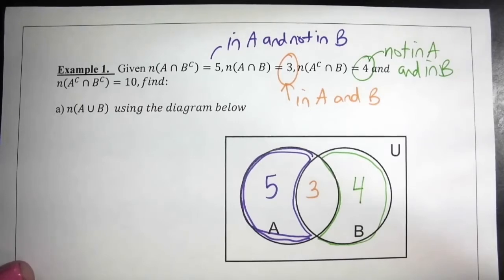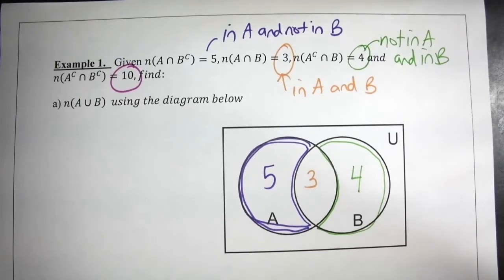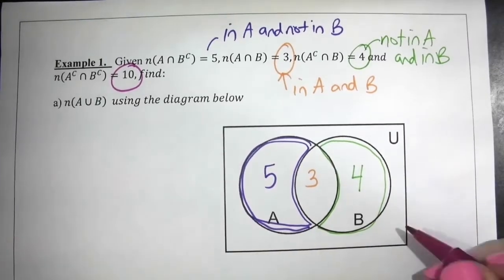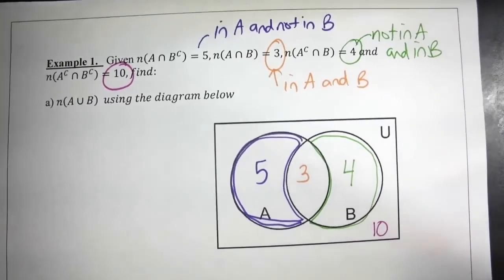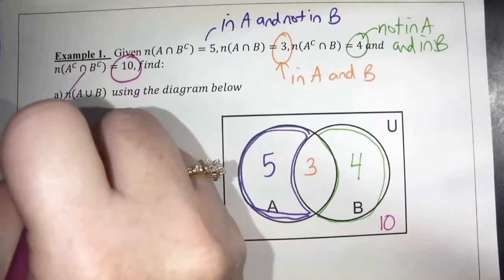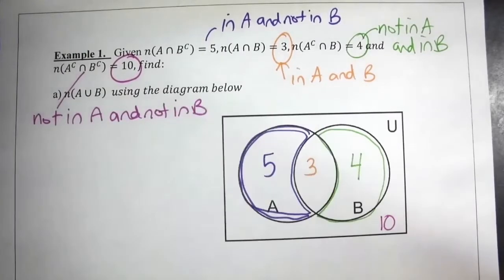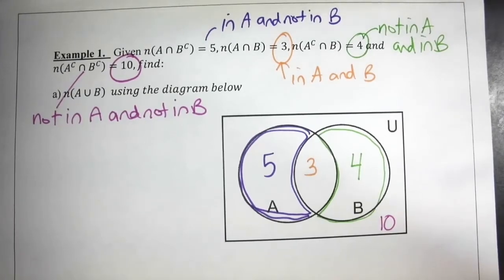And the last number they give us is over here. A complement and B complement. So that means it's in neither. So that's the outside right there. Okay, so we call that not in A and not in B.